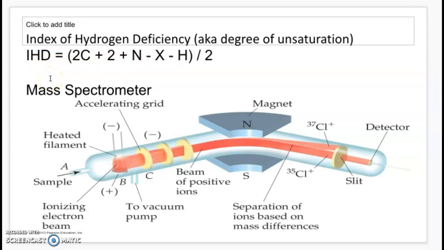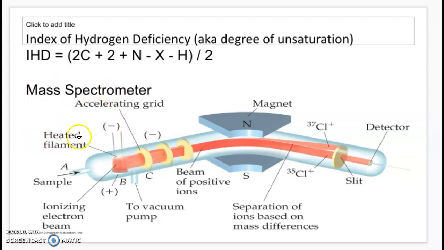If you get a number that is 0, or relatively low, sometimes you get like a half, which is weird, but not most of the time. It's usually a whole number. If you get something that's 0, then it's completely saturated. If you get a number that is 1, then it has 1 degree of unsaturation, which means it has 1 double bond. If you have 2, it means you either have a triple bond or 2 double bonds, etc. It's one piece of the puzzle when we're looking at how a molecule is constructed.